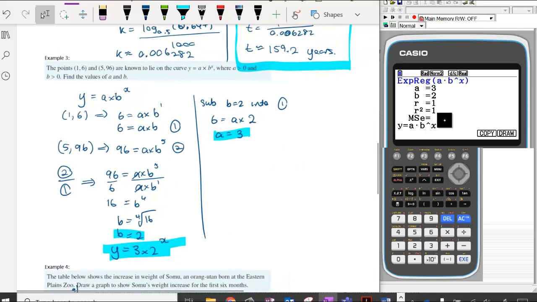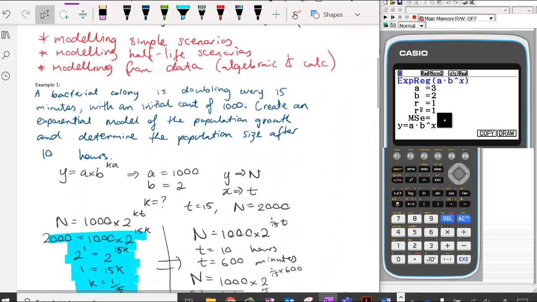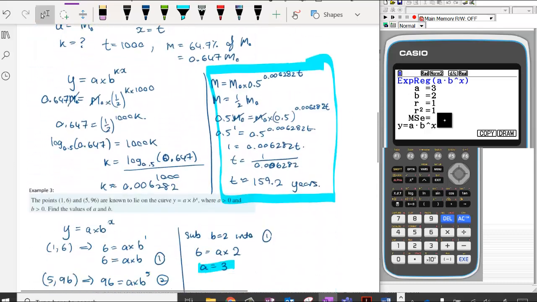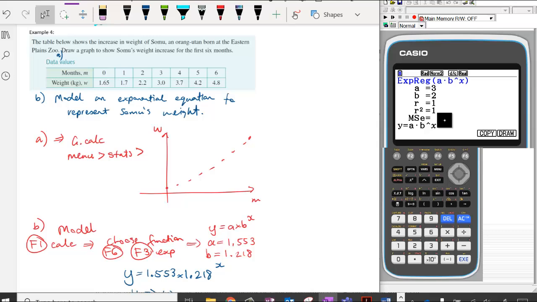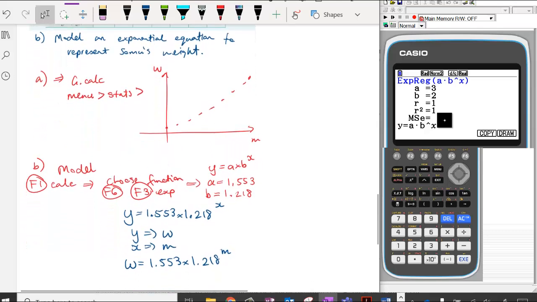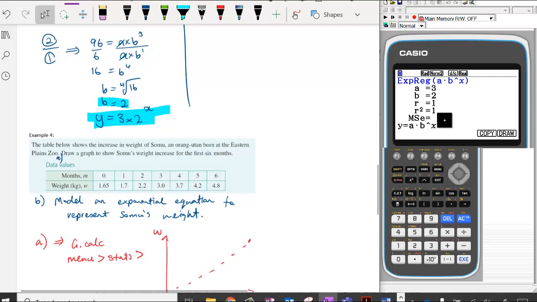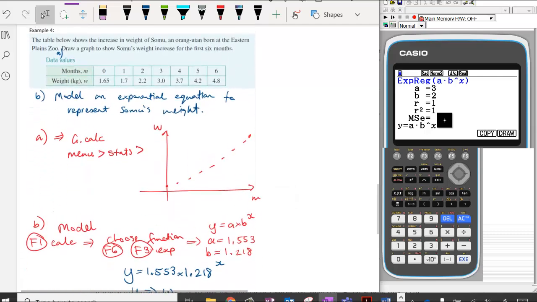Okay, so that's the skills that we need to have for modeling exponential equations. You'll need to practice, go through the examples, and get to a point where this is fairly fluent. You can use your logarithm skills within exponentials without too many issues.